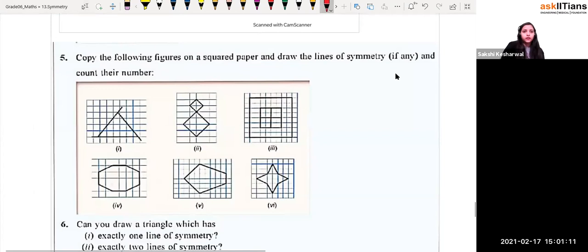What the question says is: copy the figure on the square paper and draw the lines of symmetry, if any. Then count the numbers. So this one is symmetric about any line? This is a scalene triangle, right? If you're going to draw this, it's not going to overlap. If you draw from here, right?